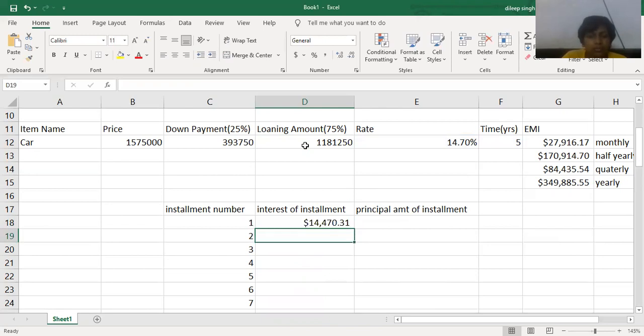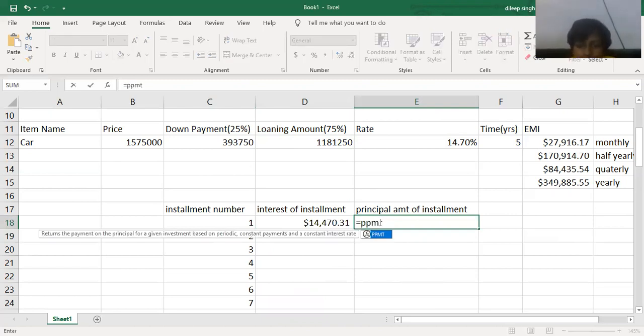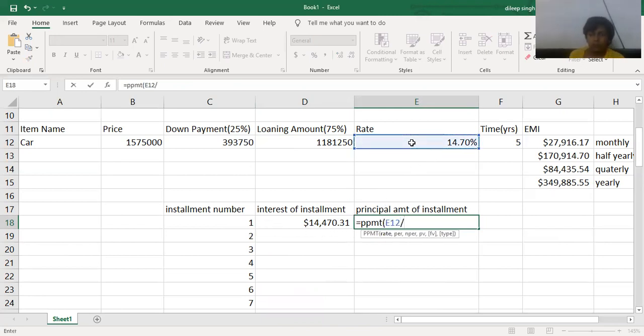Just see here, 14,470 rupees is the interest of this EMI. The ratio of interest in this particular EMI is 14,470.31. Similarly, we want to calculate the principal amount of the loan. Just press equal to and type PPMT. Then we go with the next option, which is selected by rate, and press divide by 12 and comma, then select the installment number. Again press comma and select the time period and multiply it by 12, comma minus loaning amount, comma type 0 and close the bracket.